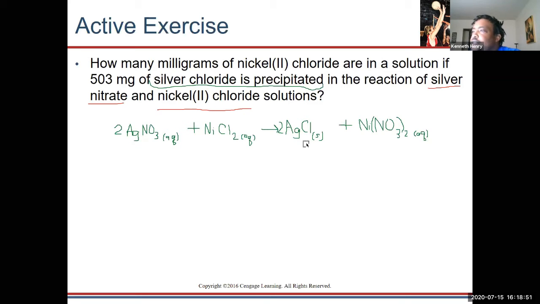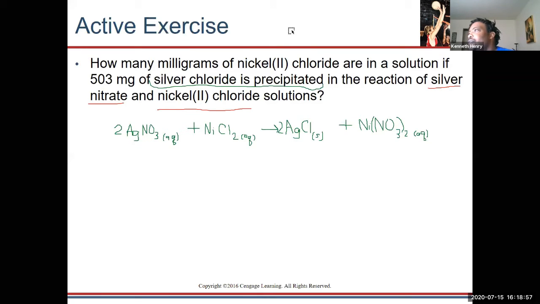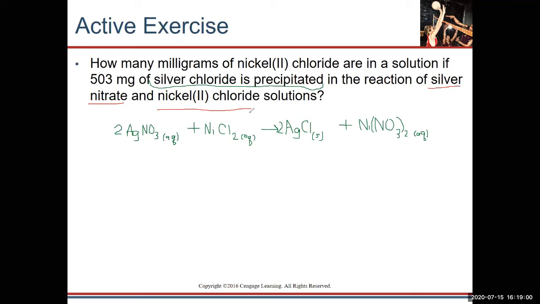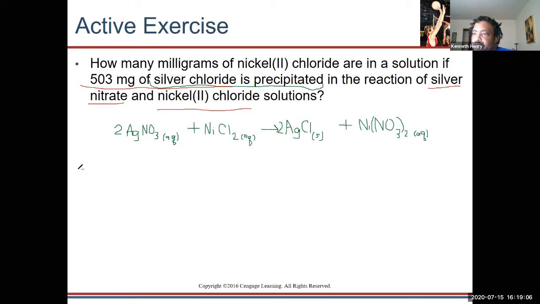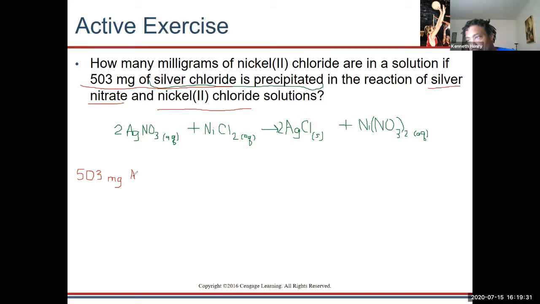Where do we start? Our given. Who's our given? We're going to underline our given in our equation: 503 milligrams of silver chloride. Okay, so we have 503 milligrams of silver chloride. Silver chloride, AgCl. Okay, I got you.